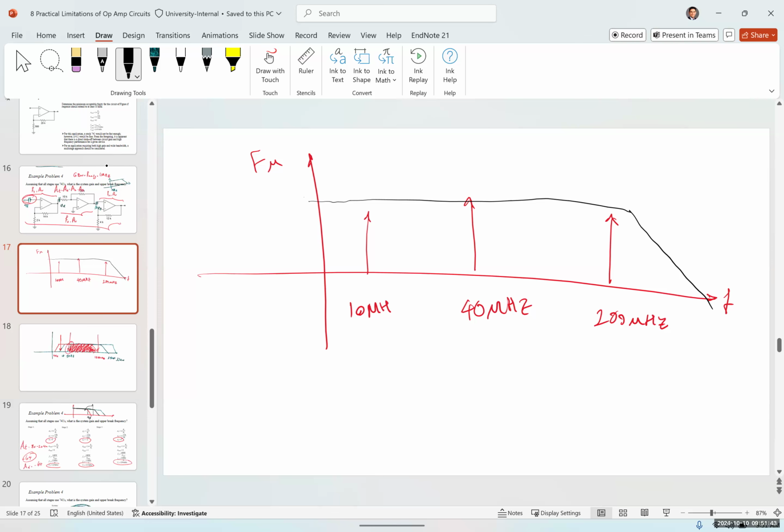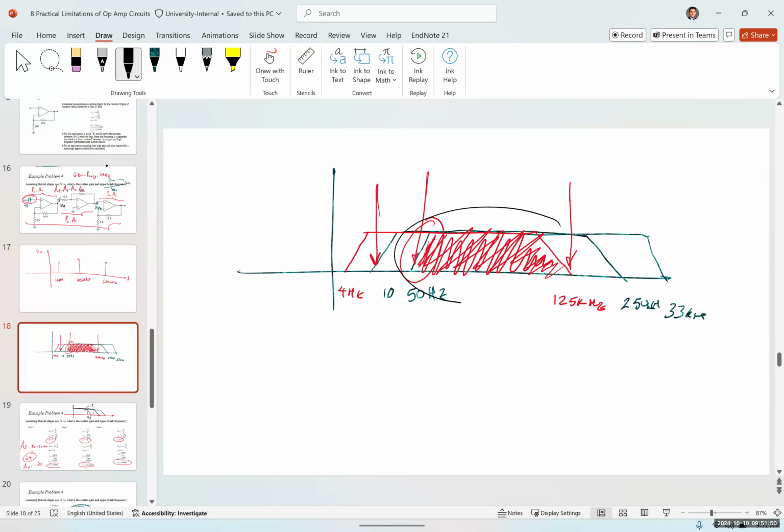So what is actually happening is, you're correct. We are using an op amp with a limited frequency response, which looks like this, or a transistor or whatever.